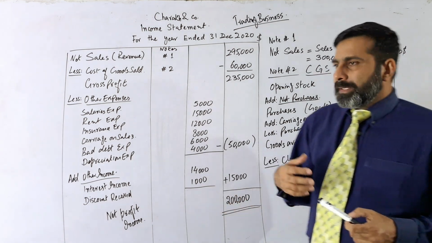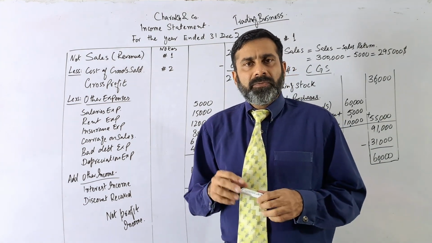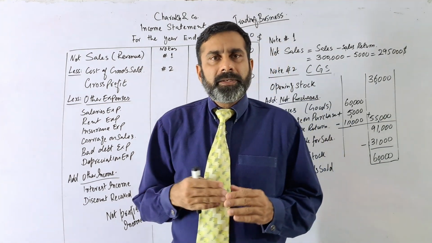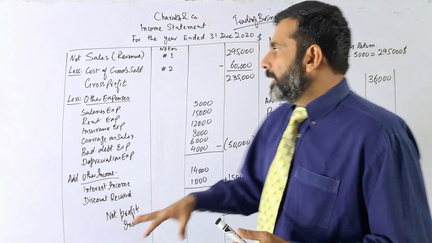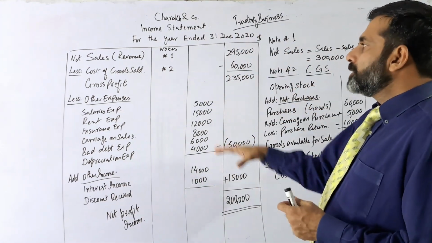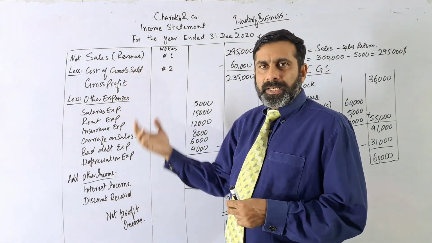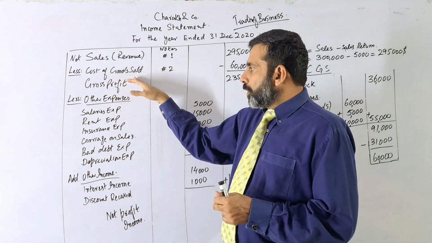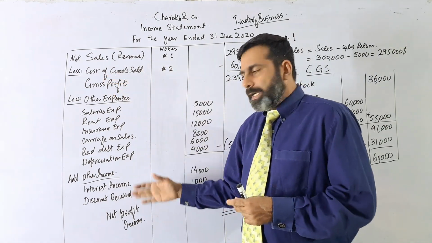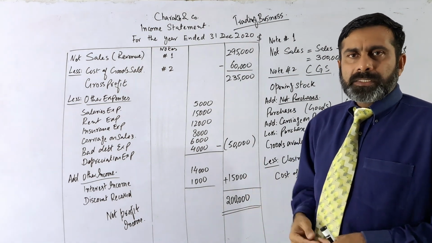Okay. In the next lecture, in the next videos, we will discuss in a bit more detail the meaning of the opening stock, the meaning of the closing stock, the meaning of cost of goods sold, why we are calculating it like sales or the revenue, what is the difference between the cost and the expenses, and what is the other income. So these things we will discuss in a bit detail in the next lectures.